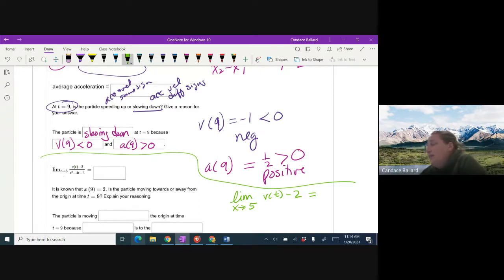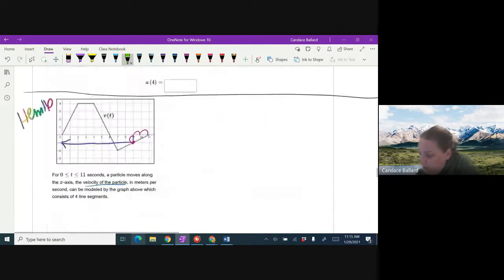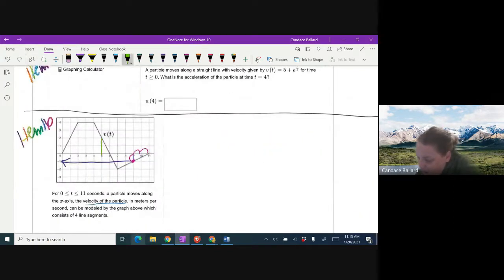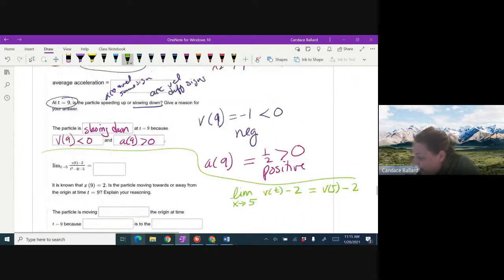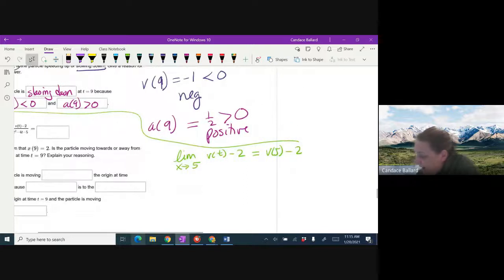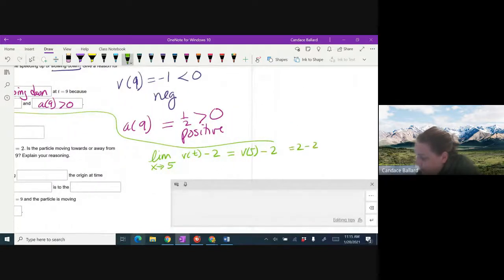Remember, you don't plug in there. I did one boo-boo on one of the examples in the homework or on the notes, which was my fault. But I write that out, and then I write out v of 5 minus 2. So I've got to go back to my graph and grab v of 5. So v of 5 looks like it is, lo and behold, a 2, right? So surprise, surprise, I am getting 0 in the numerator.